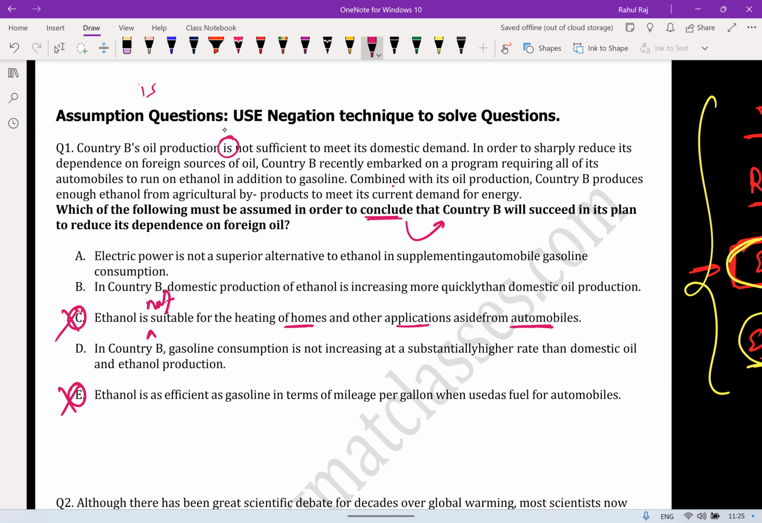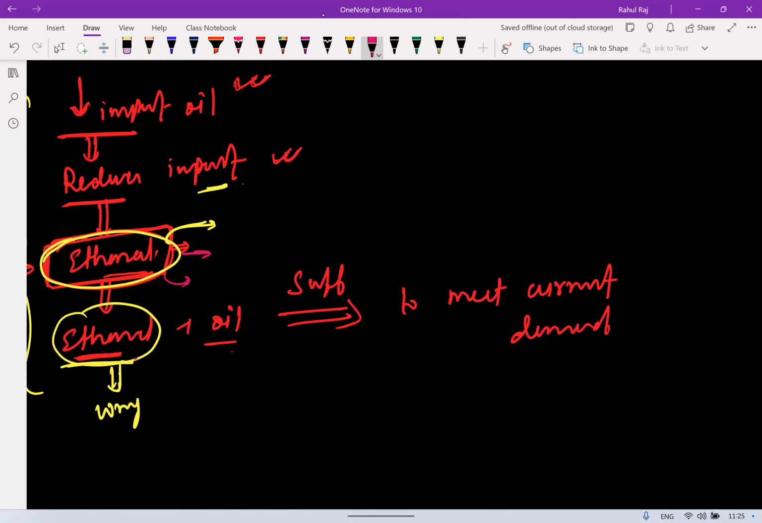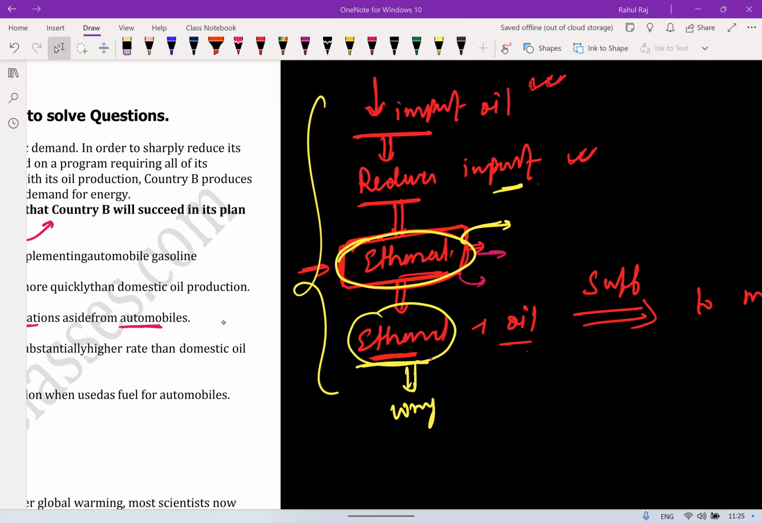Sir, but in bold they have written which of the following must be assumed in order to conclude. So basically, if this bold statement wasn't there, then what would have been the conclusion? No, Rohan, are you mad? No, absolutely no. There is only one conclusion. Conclusion will not differ from perspective to perspective. This question they have made easy. The conclusion would still be this: the oil plus ethanol is sufficient to meet the current demand. Still, the last line is the conclusion.